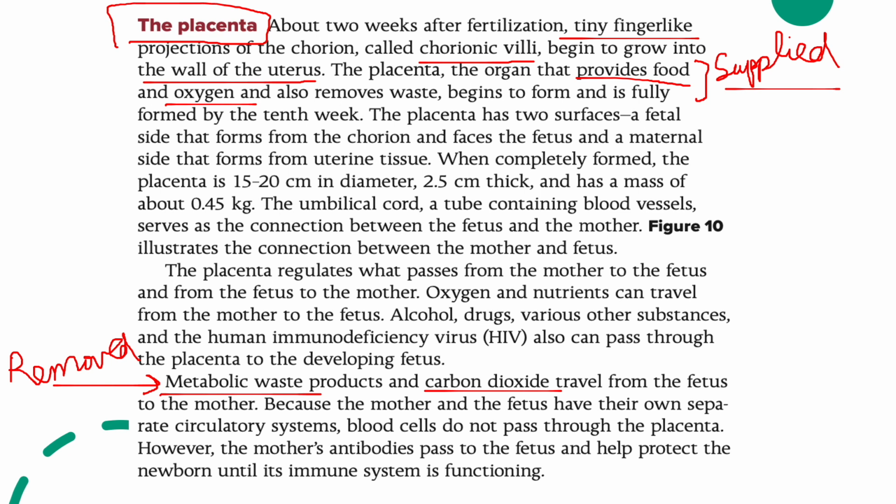And we also need to know that not only oxygen and nutrients can travel, but also alcohol, drugs, some viruses and some antibodies travel from the mother to the fetus. But remember, alcohol, drugs, and HIV viruses harm the baby. They are not important things to travel. So if you are asked what important things are traveled, it is only oxygen and nutrients.